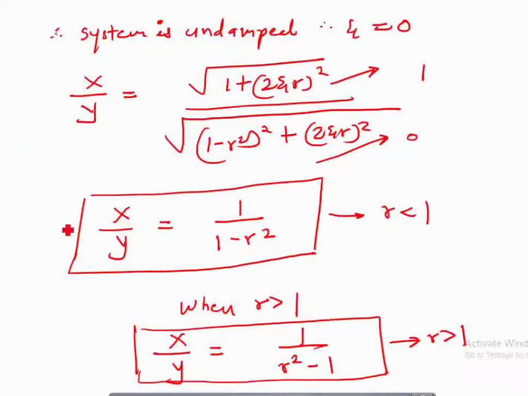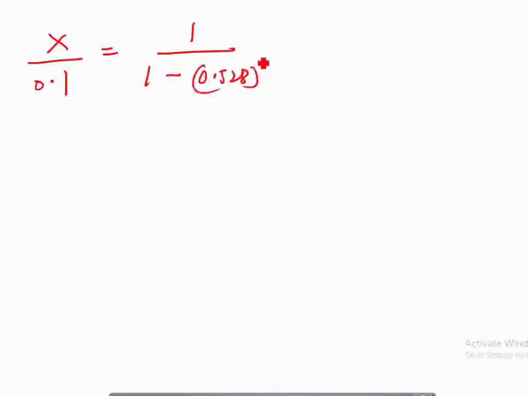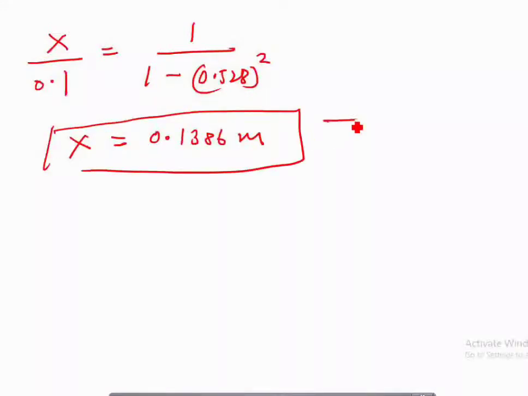But in this particular problem, your r is less than 1. So I will go with modified equation number 1 instead of modified equation number 2. So I am getting x upon y, where y is 0.1, is equal to 1 upon 1 minus r, which is 0.52, bracket square. So from this equation I am getting x, that is the steady state amplitude, as 0.1386 meter. You can also convert it into mm, right?